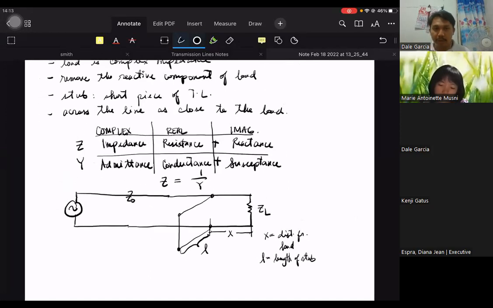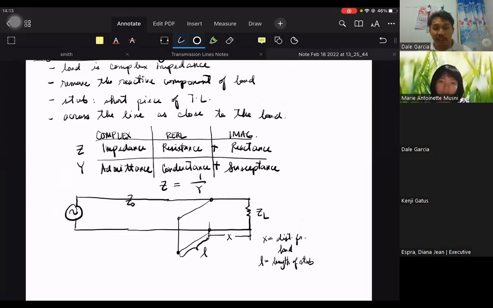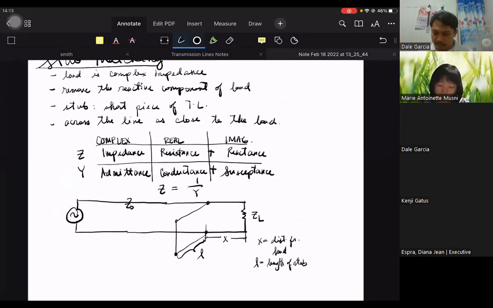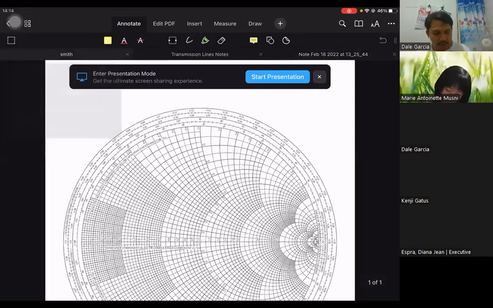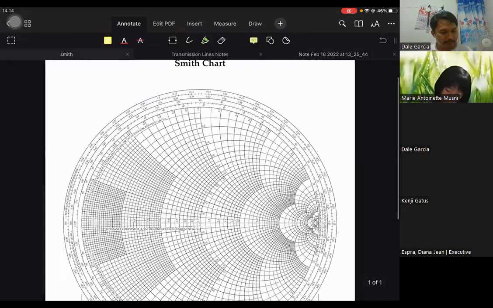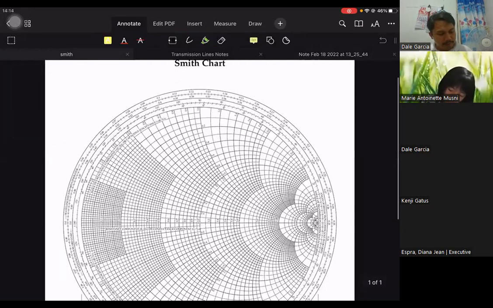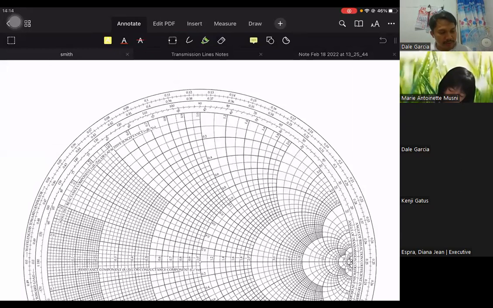This is the background behind using the Smith chart, because matching stubs will be used to cancel out the susceptance, or perhaps the reactance, of our load. So let's try to learn how this is used. Fair warning, it's somewhat challenging, even face-to-face, much more online.